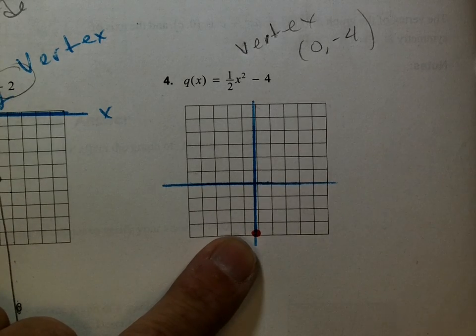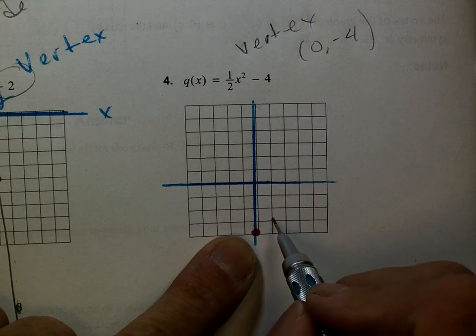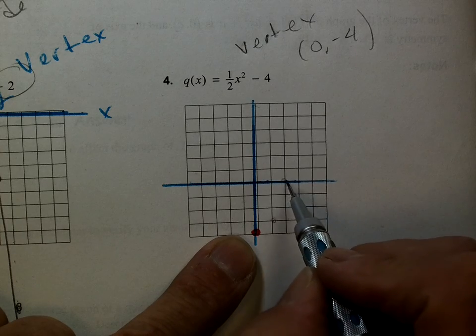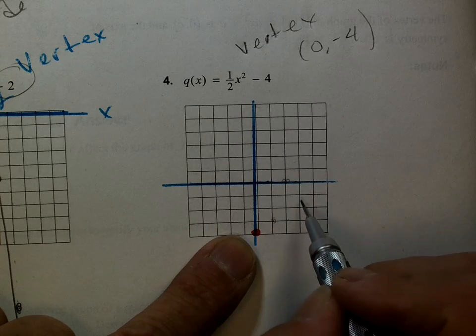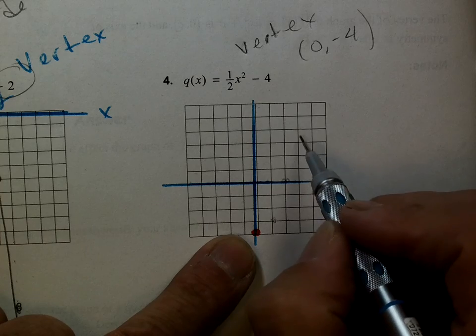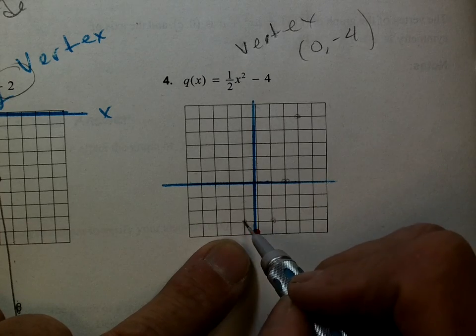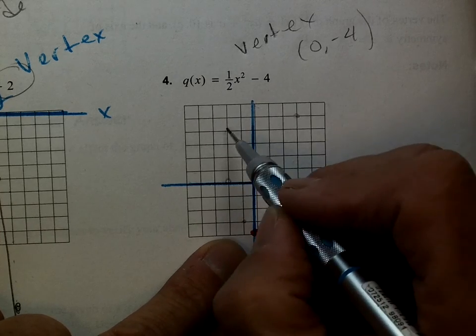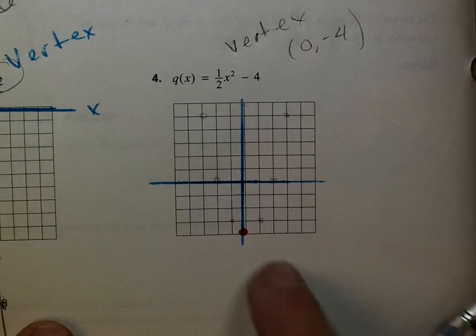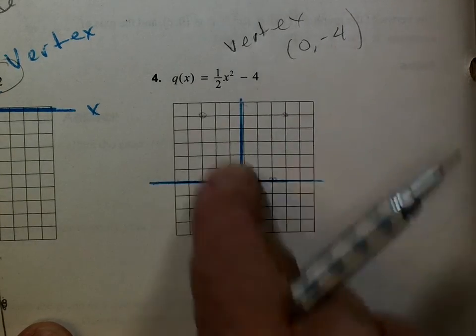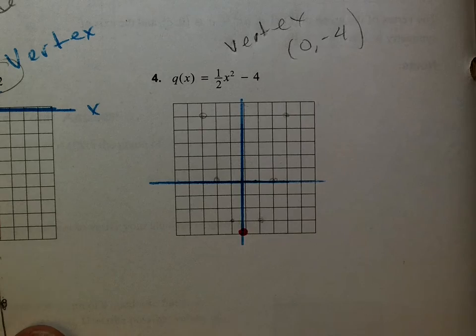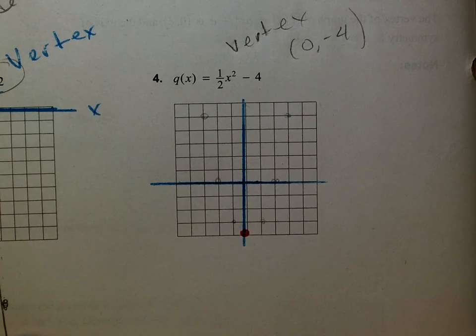I'd normally go 1, 1, 2, 4, 3, 9, but I'm putting these in really lightly because I'm going to go half as tall. I'm not really going to graph these points at all because I'm going to do it half as tall, okay?